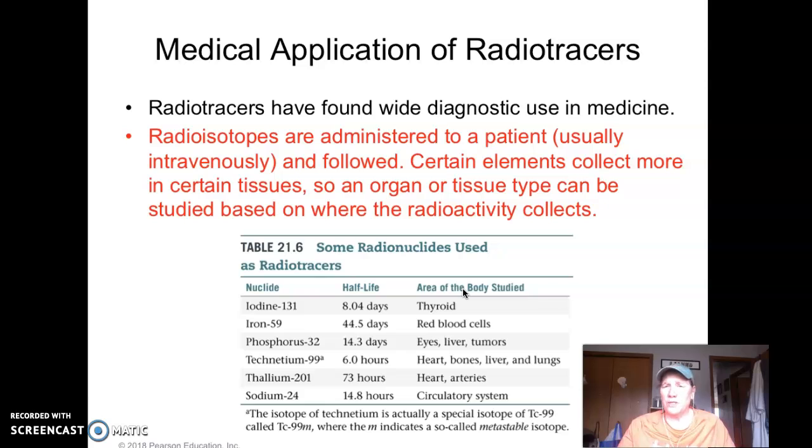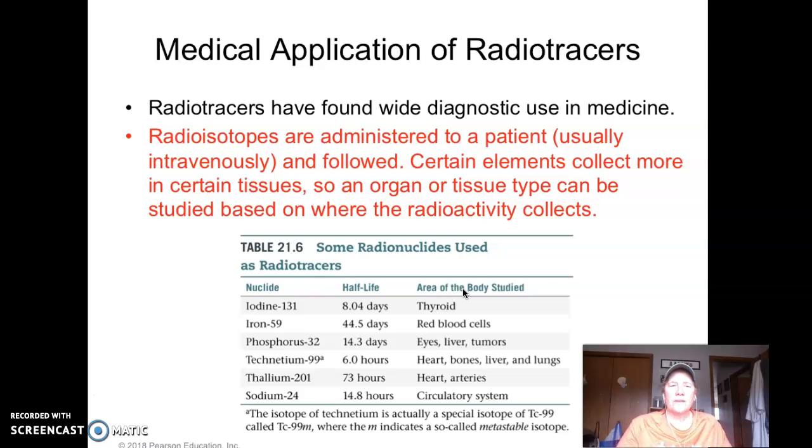It depends on what's going on, but you can see we have iodine-131, which I talked about. Its half-life is 8 days, so in a few days it's going to be out of your system. But again, it's to study if your thyroid's working properly. We have iron-59. Okay, that's for your red blood cells. If you don't have enough iron in your diet, your red blood cells don't do very well. We have phosphorus-32, which works really well for your eyes, your liver, and if you have a tumor, it'll go to that tumor.